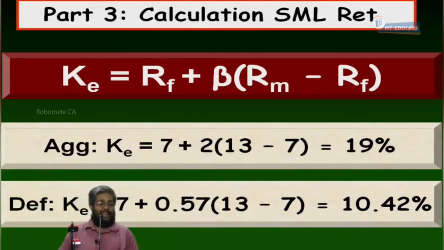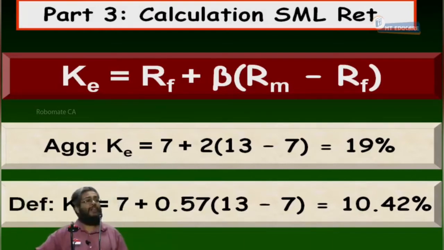This is what people call by a term called alpha. Alpha is nothing great: expected return minus SML return. They call it Jensen's alpha, J-E-N-S-E-N. Can I proceed or not?